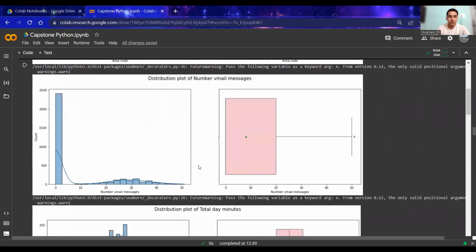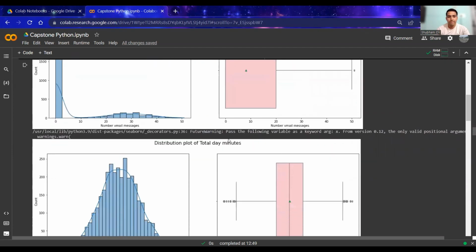For the total number of voicemail messages, we see that there is a huge spike at zero because many customers have not opted for voicemail plans. So they have not used voicemail messages. That's the reason the data is skewed in this box, and the box plot is also towards the left-hand side.